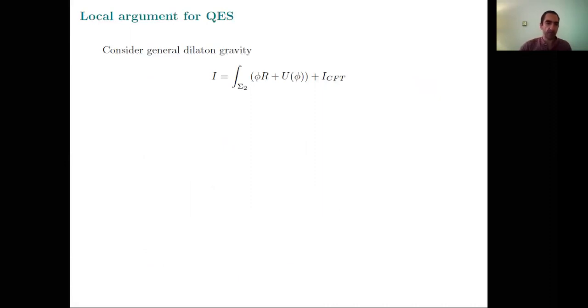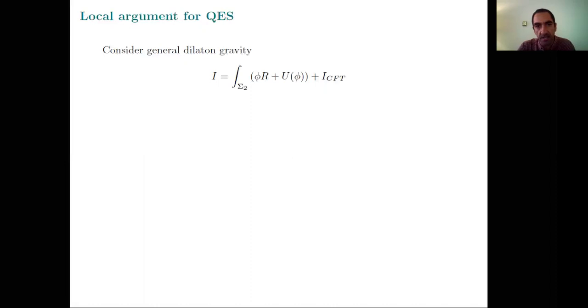Okay, I wanted to motivate a little bit. I'm not going to derive the replica wormhole saddles, but I wanted to motivate why it's a reasonable thing to do. There's basically a local argument for the QES, here meaning quantum extremal surface. There's a local argument for this prescription.